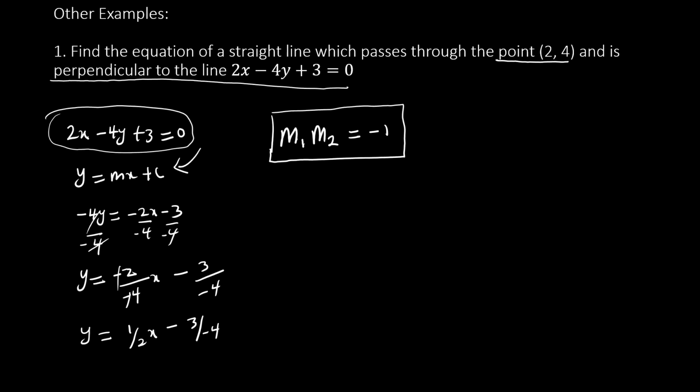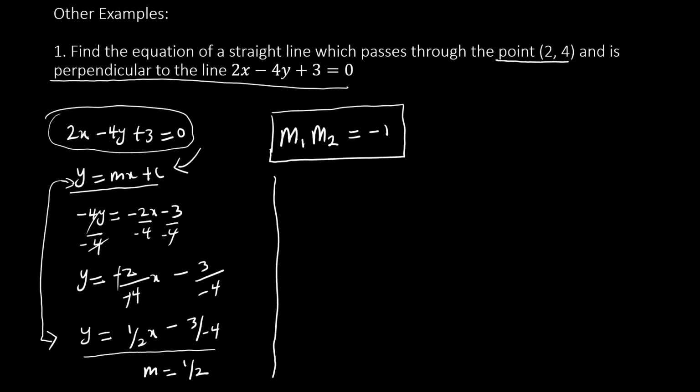Now I have y equal to 1 over 2x minus 3 over -4. If you compare these two equations, we have that m equals 1 over 2. That is, we compare the general equation of a straight line and what we derived here. We have y equal to y, mx equal to 1 over 2x, and c equal to -3 over -4. So we now have our m equal to 1 over 2.